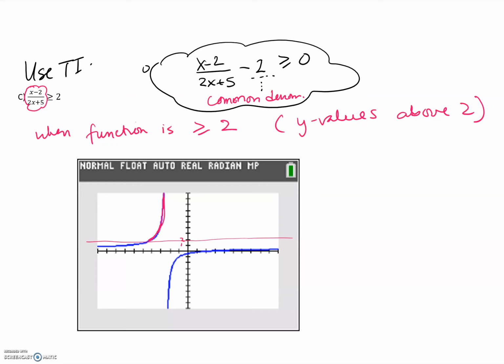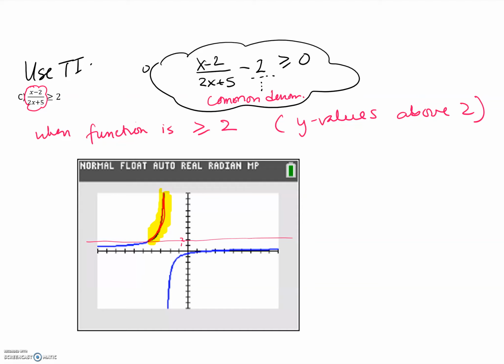So here is the part I'm interested in. What x values gives me that piece only, because that's when the y values are bigger than 2. Below that line, all the y values are smaller, and down here, below the x-axis, the y values are way smaller. So I'm trying to see what x values gives me those y values.